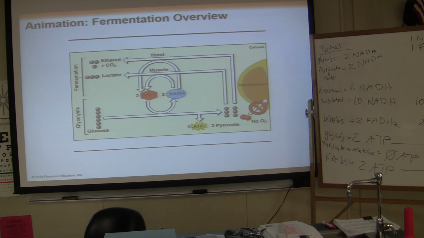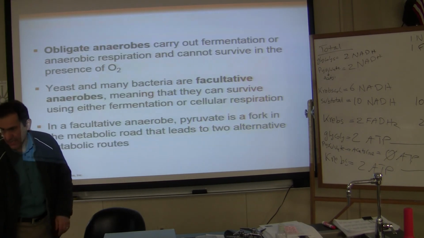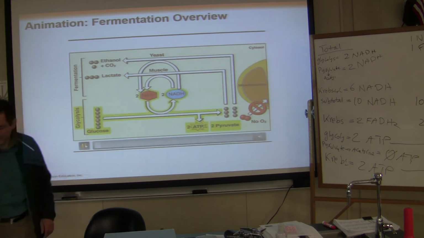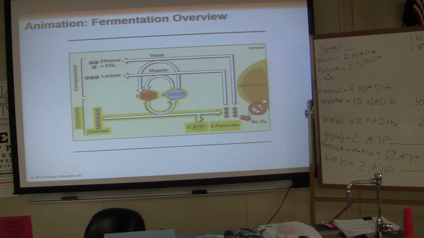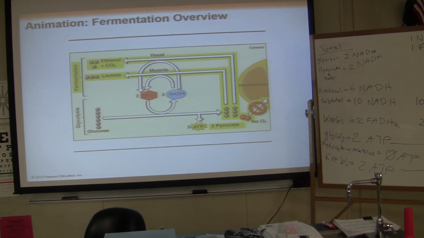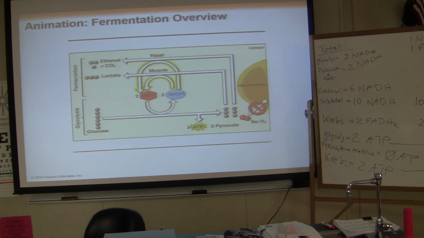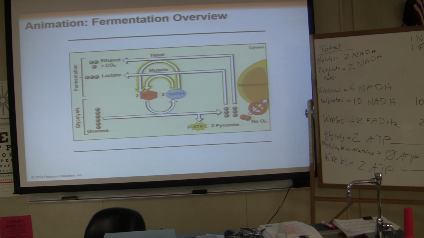Animation, fermentation. Let's watch this animation and see what they say. All cells are able to synthesize ATP via the process of glycolysis. In many cells, if oxygen is not present, pyruvate is metabolized in a process called fermentation. By oxidizing the NADH produced in glycolysis, fermentation regenerates NAD+, which can take part in glycolysis once again to produce more ATP. The net energy gain in fermentation is 2 ATP molecules per molecule of glucose. Fermentation complements glycolysis and makes it possible for ATP to be continually produced in the absence of oxygen.